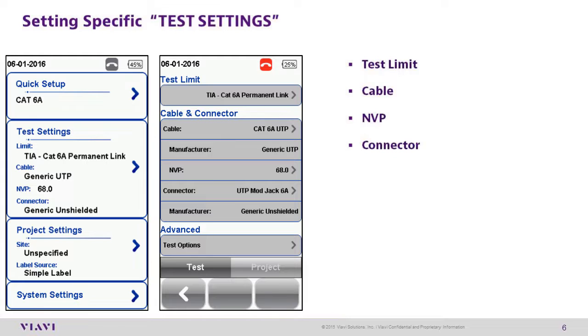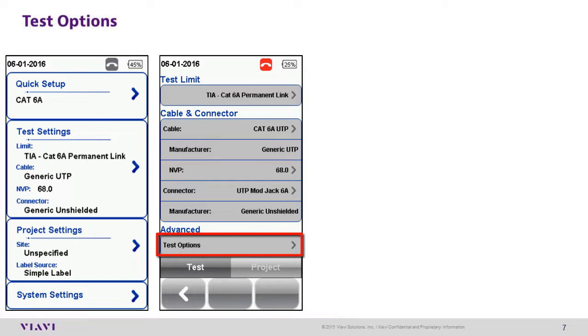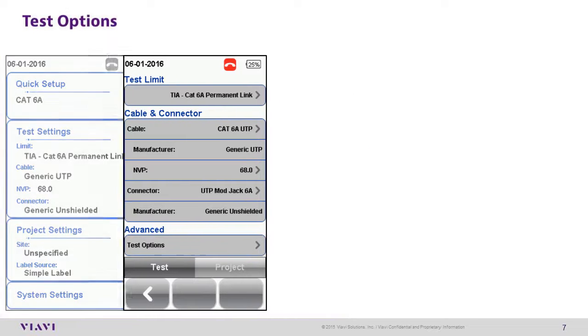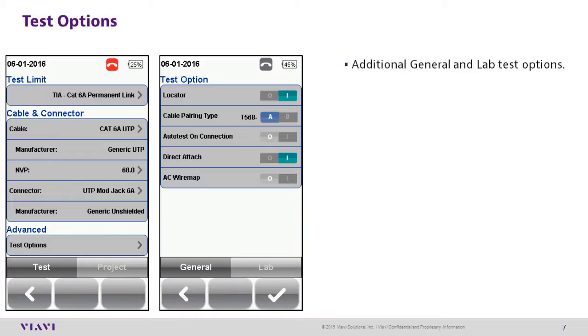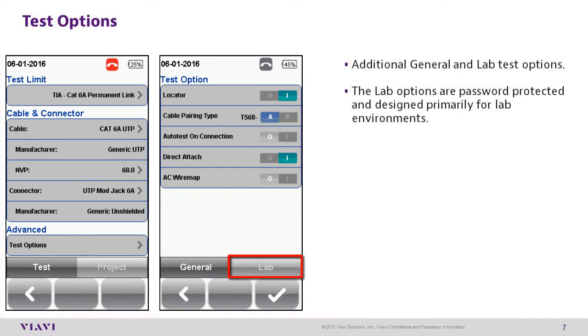Setting the connector is very similar to the cable. Select the manufacturer of the specific connector being used, or select from a generic option. At the bottom of the test settings screen, there is an additional tab for advanced testing options. This screen gives you additional general and lab test options. However, the lab test options are password protected and are designed primarily for lab test environments.